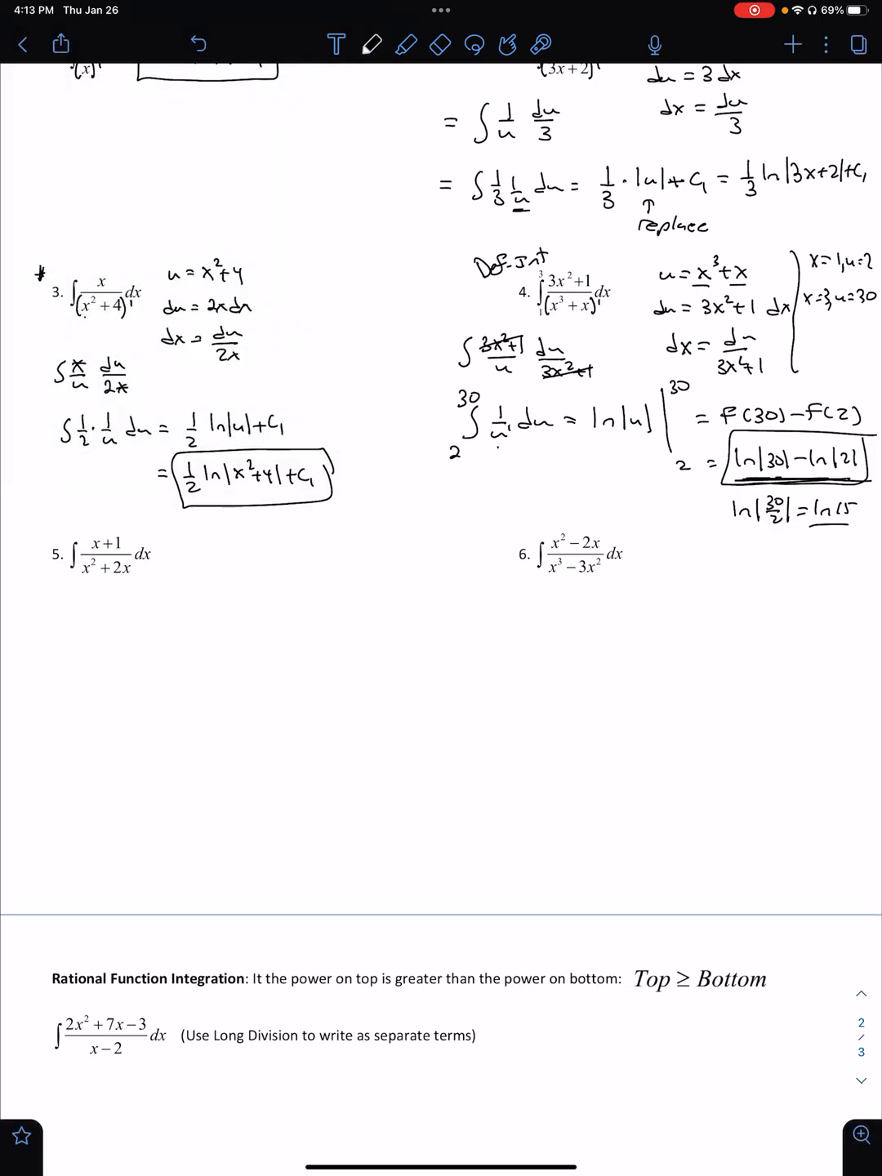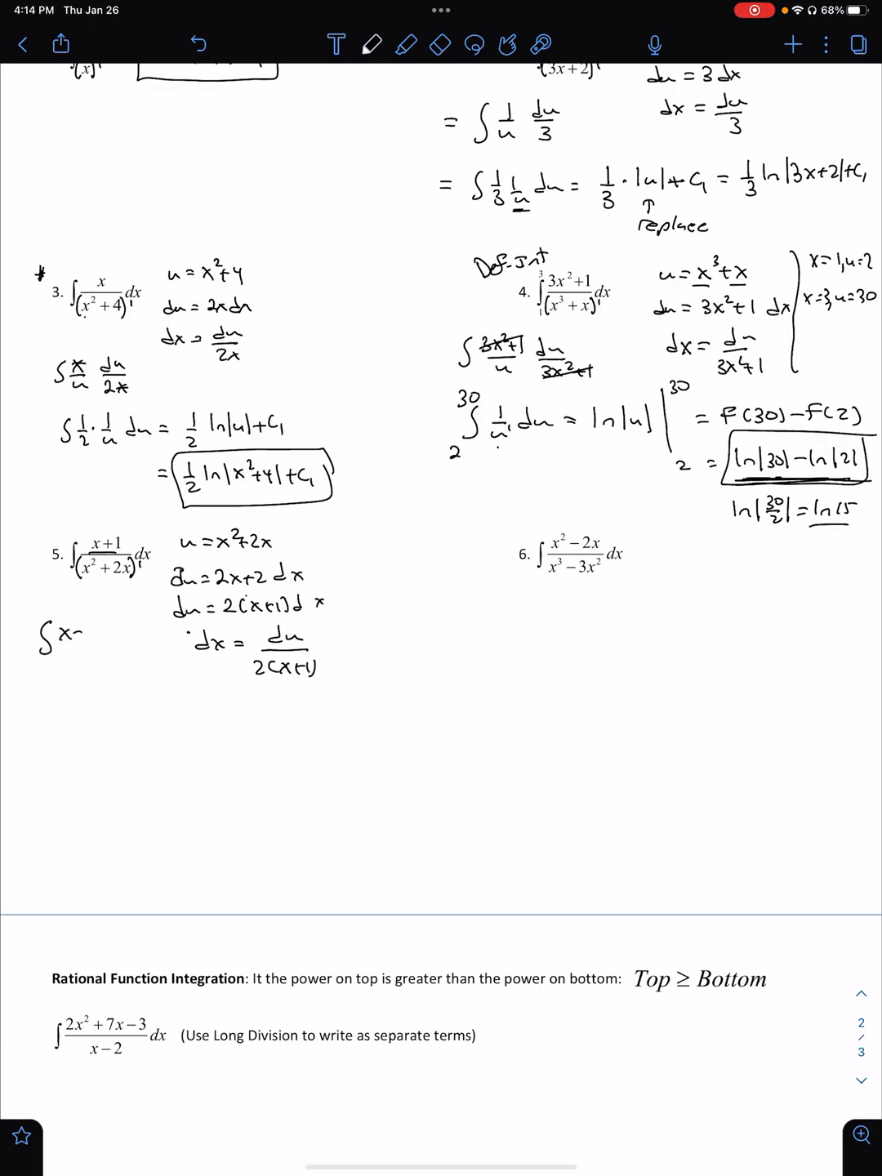So go and try number 5 if you want to go ahead and try that one. I'm going to work it. I'm going to let u be my bottom because my power down there is 1, if I look at the whole quantity there. If I let u equal x squared plus 2x, our du is 2x plus 2 dx. Now notice it's not the same as my x plus 1, but I can factor out a 2. So I can say dx is du over 2 times x plus 1.